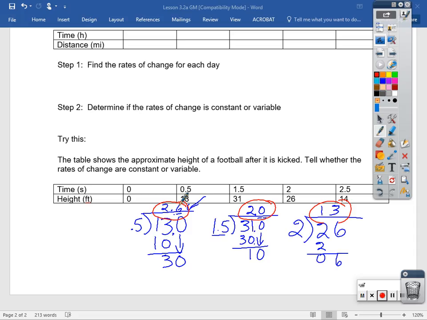So the approximate height of a football after it is kicked changes at a variable speed. And if you notice, we didn't even have to get to our last set because we could already prove with 3 separate processes that it was different. So I did 3 equations instead of having to do all 4 and verified that it was variable.